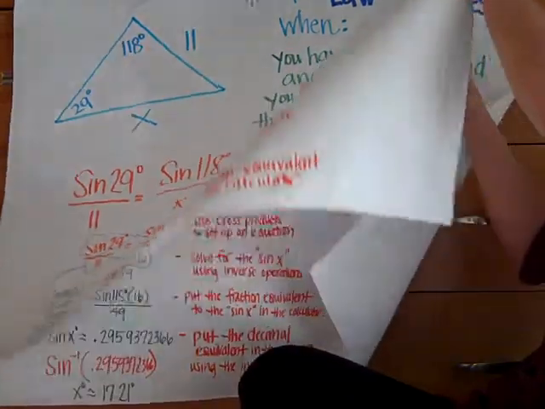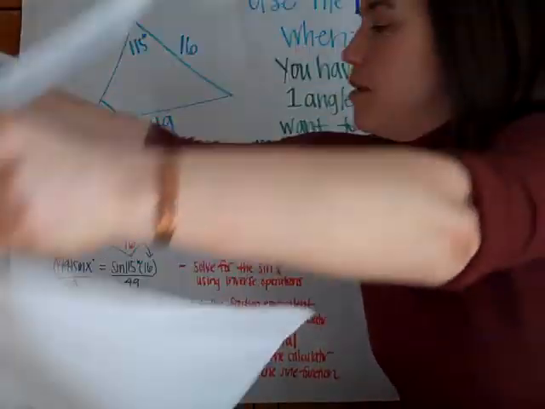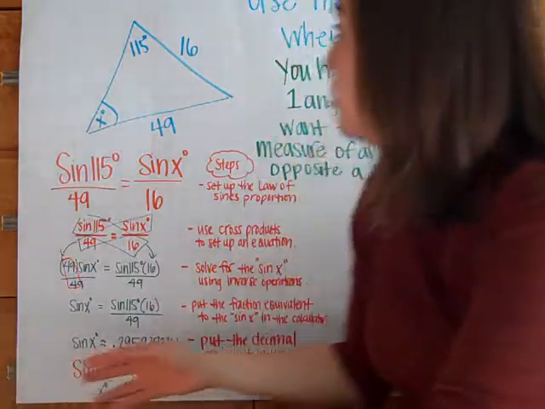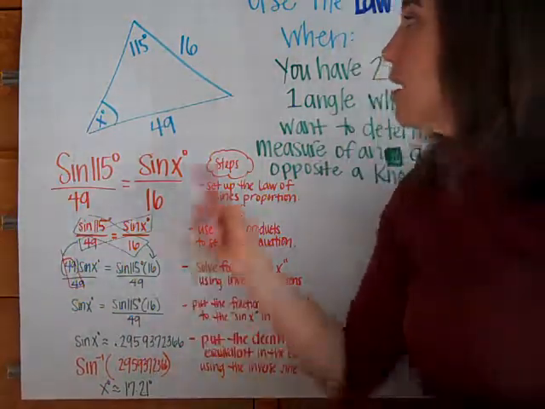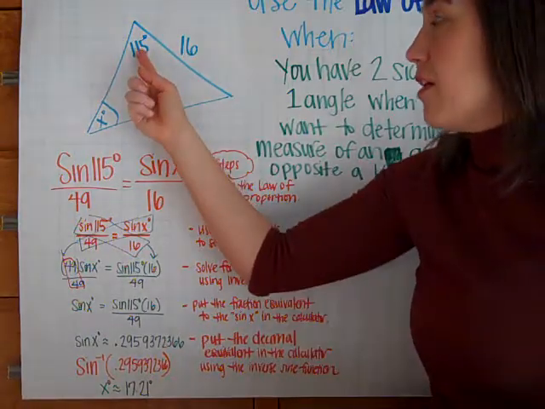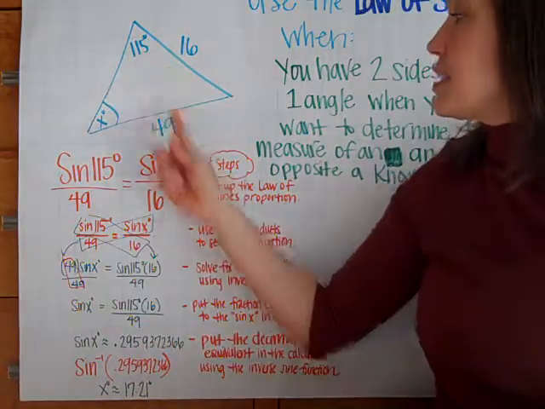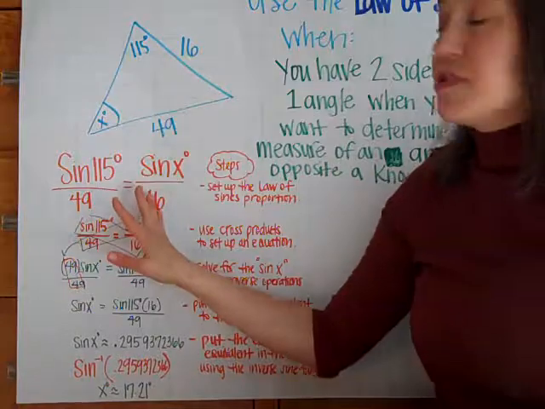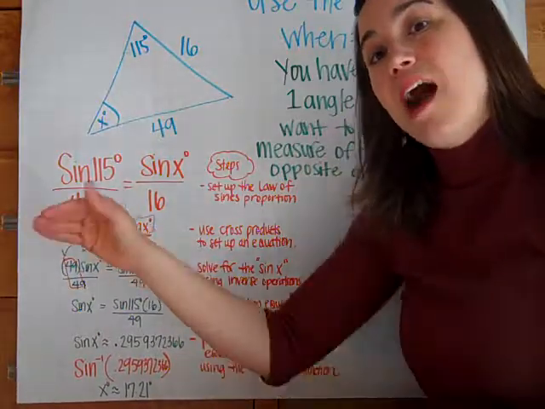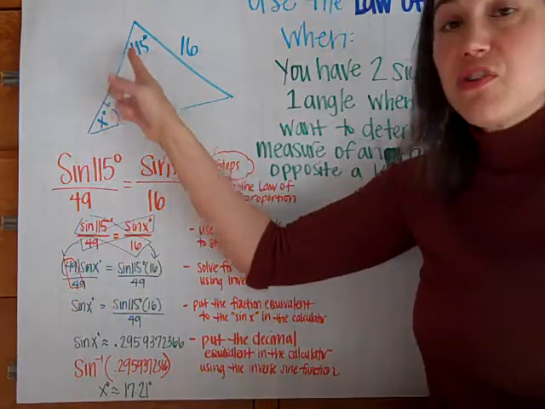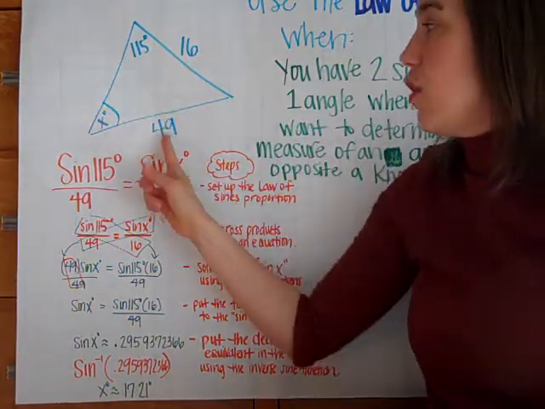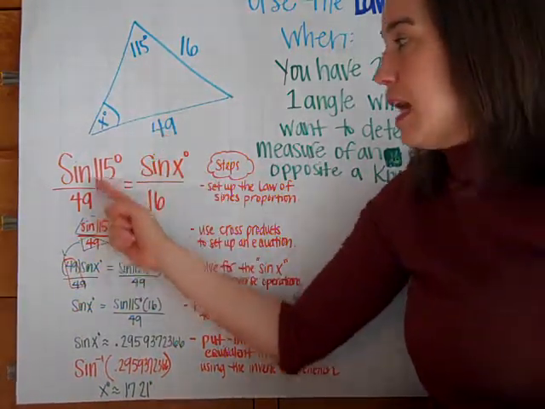Let's go ahead and take a look at the next one, and this one we're going to be finding the angle. So if I was going to use law of sines to find an angle measurement, I would at least need to have two sides and an angle. Just remember, the side and the angle that I use in my law of sines have to be directly opposite of each other. When I set up my ratio here, I would do, first of all, the sine of 115 over its opposite side, 49.